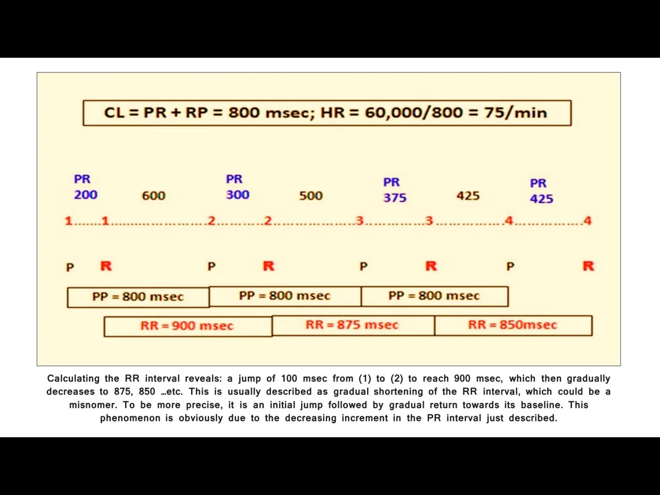Calculating the RR interval reveals a jump of 100 millisecond from 1 to 2 to reach 900 millisecond, which then gradually decreases to 875, 850, etc. This is usually described as gradual shortening of the RR interval, which could be a misnomer. To be more precise, it is an initial jump followed by gradual return towards its baseline. This phenomenon is obviously due to the decreasing increment in the PR interval just described.